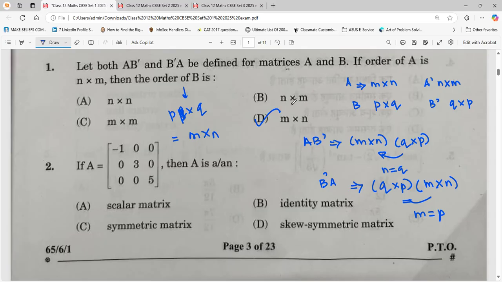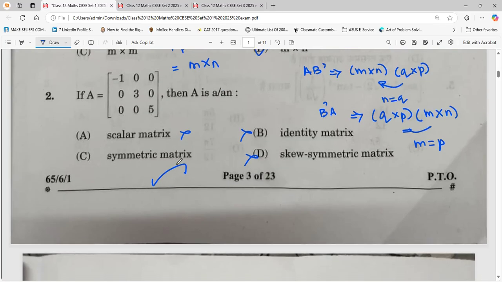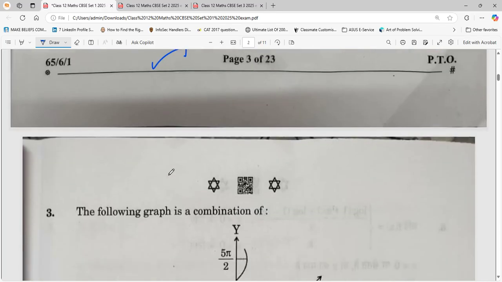Second question, the matrix given is a diagonal matrix. Is that in the options? No. Scalar matrix, definitely not, because you have different elements over the leading diagonal. It is not a symmetric matrix? Is it a symmetric matrix? Yes, it is, because even if you transpose this, it will become the same itself, right? So it's a symmetric matrix. It is not identity matrix. It is not scalar. It is not skew symmetric. For skew symmetric matrix, you need to have the leading diagonal elements to be 0. So the option will be C.